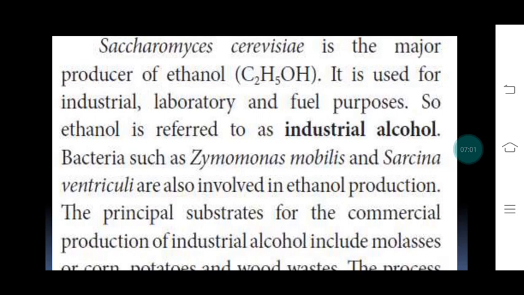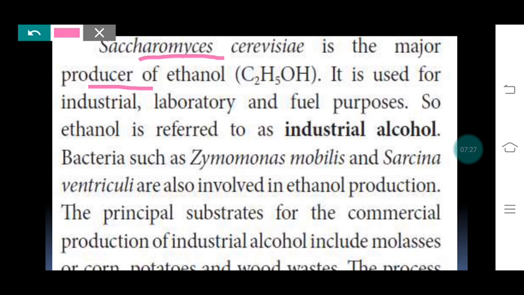And the next one is another important 2 mark question, industrial alcohol. So here you should understand certain subtopics. First one, the producer of ethanol. Here the major source for production of ethanol is Saccharomyces cerevisiae. Okay, so that is the first topic, the producer of ethanol.